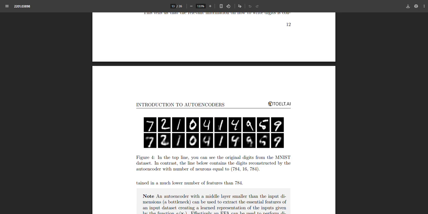So if you look at figure 4, you can see that the top line contains 10 original random images from the dataset, and the bottom line shows the reconstructed images. The result is quite impressive. We have successfully reconstructed a 784 pixel image using only 16 features in the latent space. This powerfully tells us the essential information we needed to represent and reconstruct the digits is contained in a much lower number of features than the original 784.